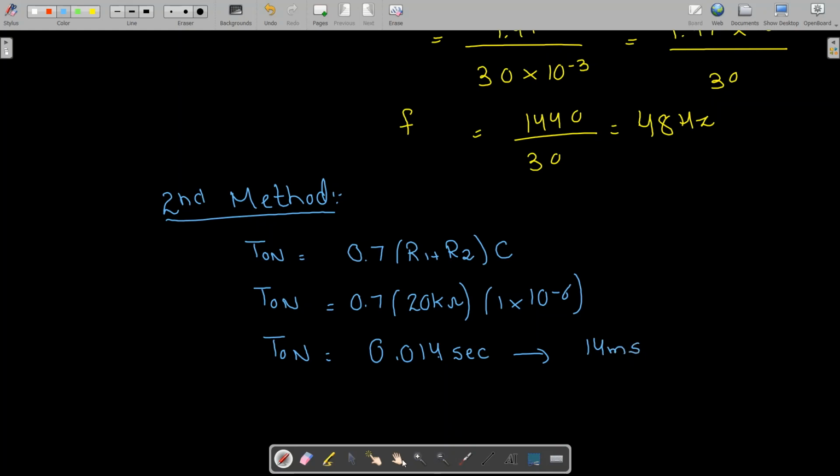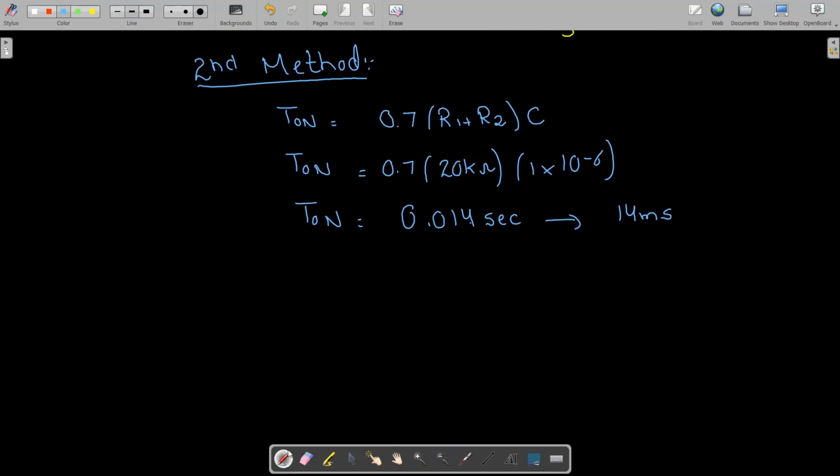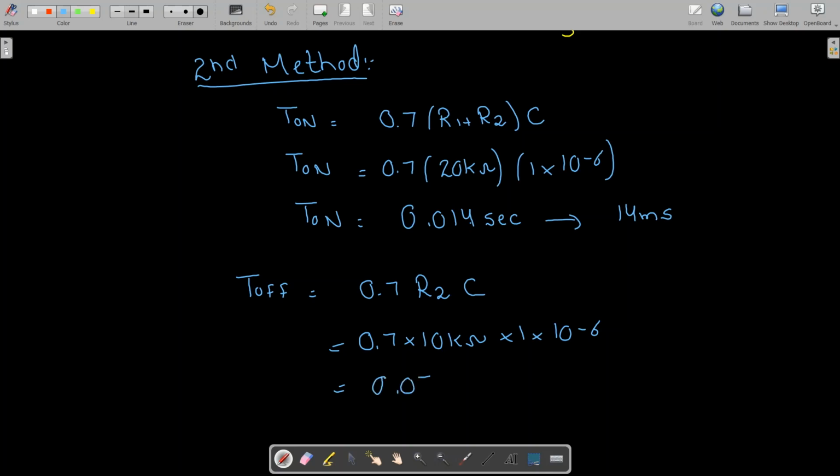Fine. So this is your T on time, and then we have the T off time. So your T off time is again 0.7 into R2 into C. R2 is your 10 kilo ohm, so 0.7 multiplied by 10 kilo ohm multiplied by 1 multiplied by 10 raised to power minus 6. And this comes out to be 7 millisecond. Fine. Because 10 kilo ohm is 10,000. This equals 0.007 second, which is 7 millisecond.